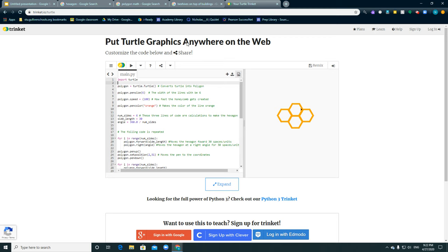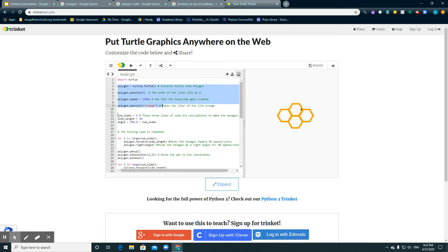Now we're going to get to the code. Let's run it. So here it's creating the base of a honeycomb by drawing a couple of hexagons. Here are some basic codes. It's setting the pen size, which we picked as six units, the speed to 100, and changing the pen color to orange.